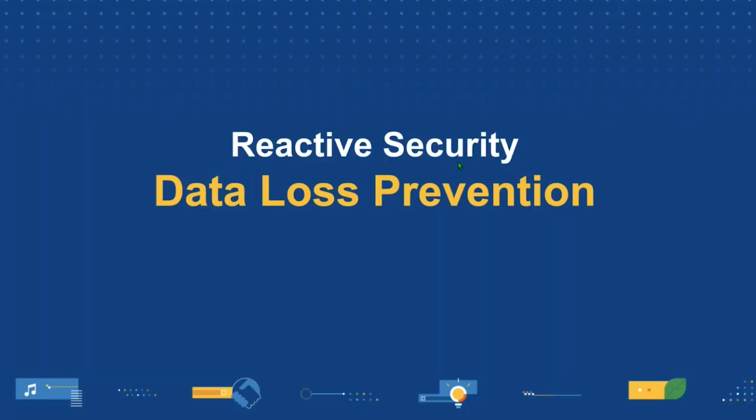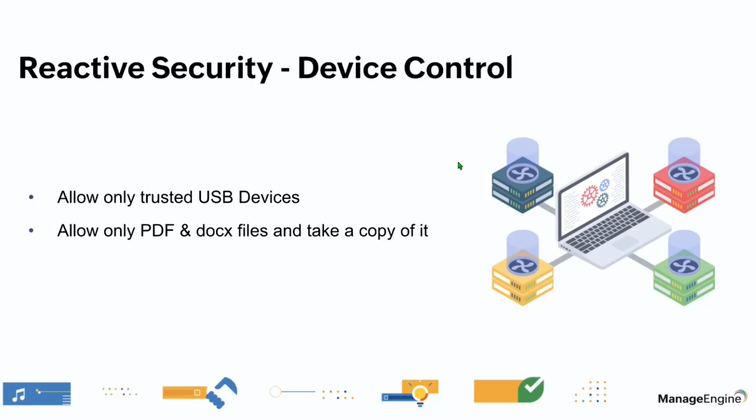So let's start with the first module within the reactive security measures, which is focused on the data protection. So there are a couple of use cases what John is trying to achieve. One of them is only the enterprise-owned peripheral devices like USB pen drives or USB sticks should only be allowed to connect on the end-user system. Anything apart from that should be restricted. And apart from only allowing the trusted devices, only the PDF and the doc file formats should be allowed to transfer from the computer to the external USB stick.